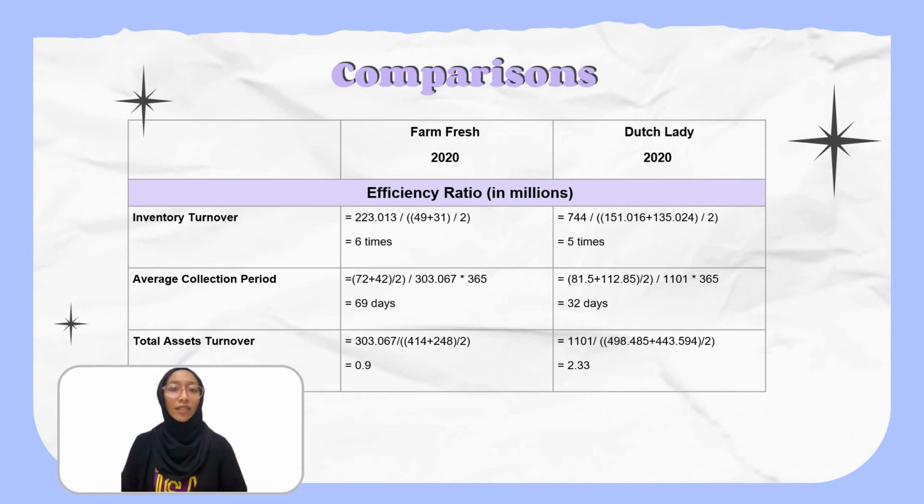However, as for the average collection period, the collection period for account receivables is 69 days for Farm Fresh and 32 days for Dutch Lady, meaning that Dutch Lady is more efficient in collecting debts compared to Farm Fresh. Lastly, the total assets turnover for Dutch Lady is higher than Farm Fresh. This means Dutch Lady is more efficient in turning its stock into sales compared to Farm Fresh.